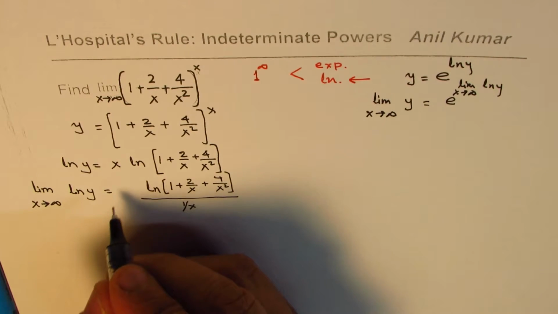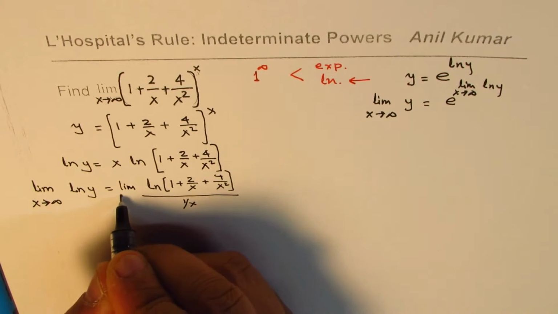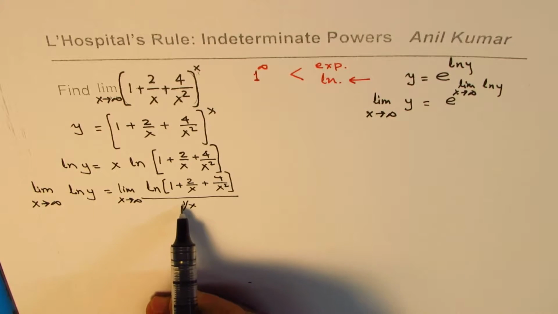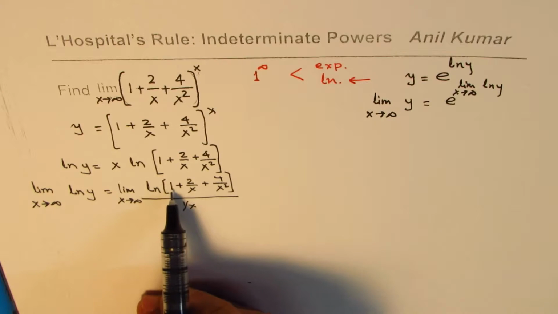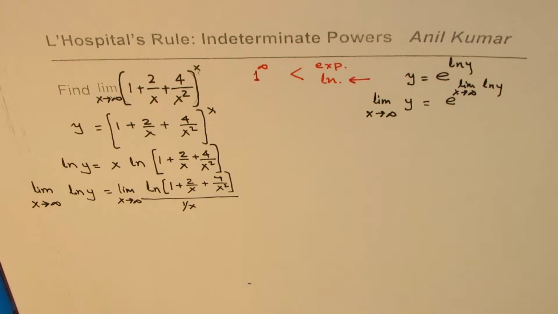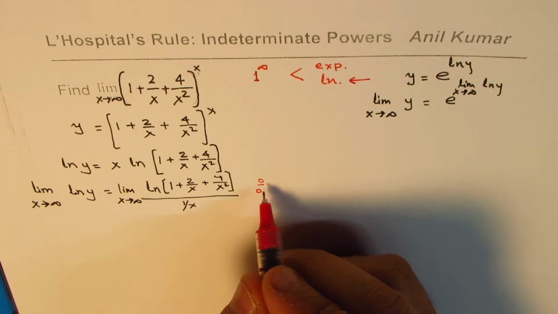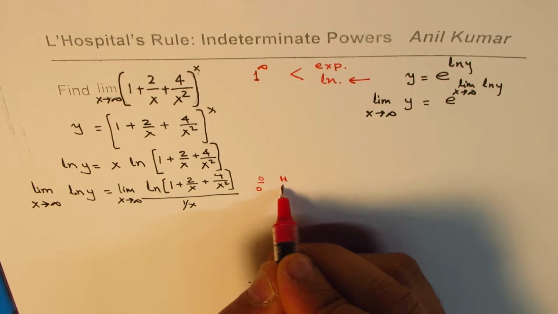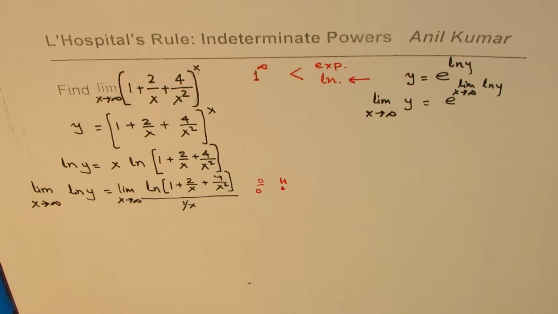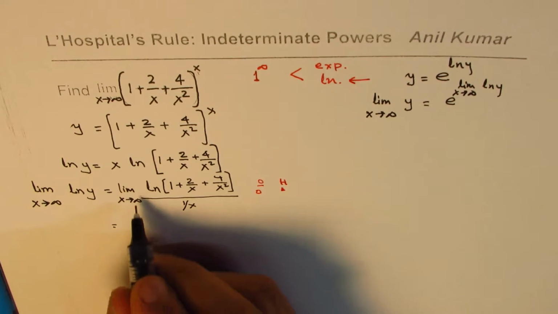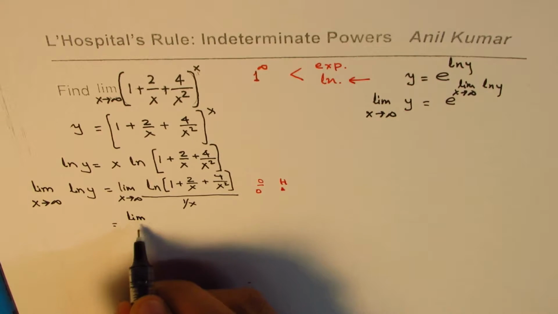If I substitute infinity here, I get 1 over infinity, which is 0. And in the numerator we get ln 1, which is also 0. So we have the form 0 over 0. So we can now apply L'Hopital's rule, which is that the limit of a quotient of functions is the same as the limit of the quotient of their derivatives.